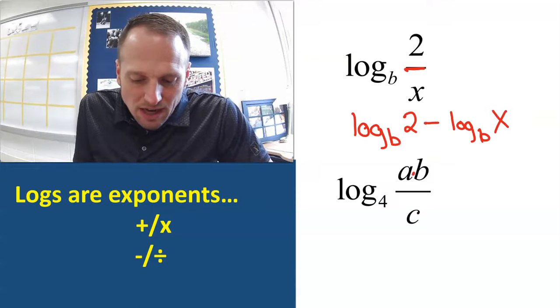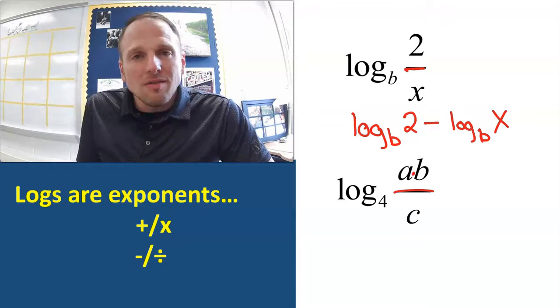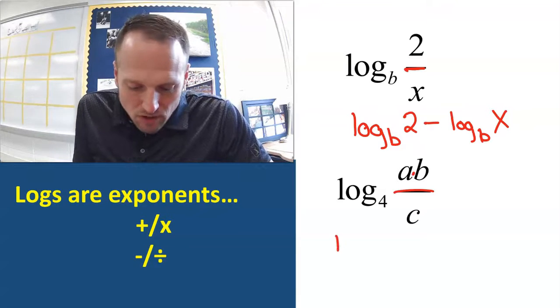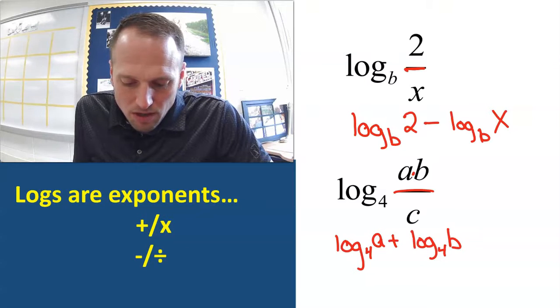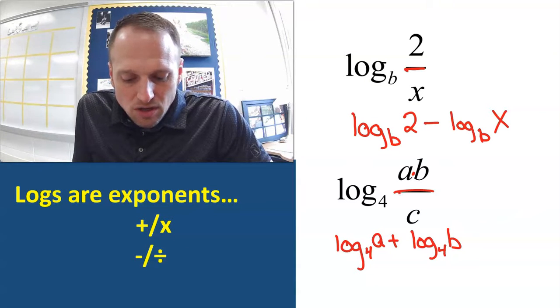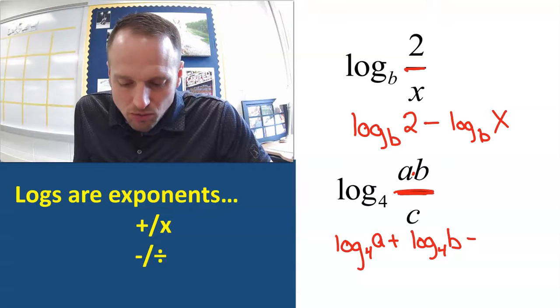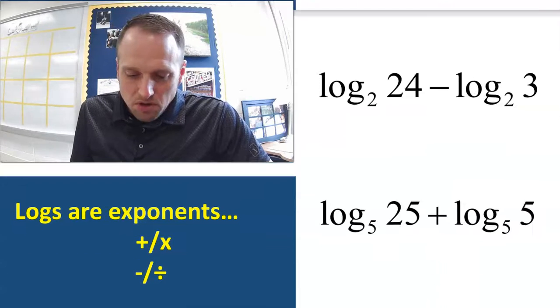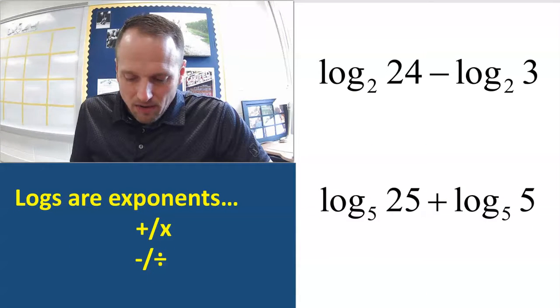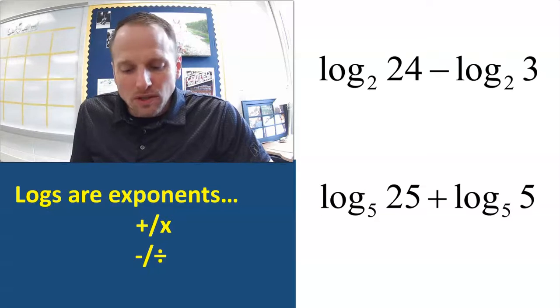So let's look at the next one. I see on the top we have a multiply, and we also have a divide. So let's do the multiply first. Remember, multiply means addition. So we've got log A plus log B. And then division, right there, that division means subtract, minus log C. Log A plus log B minus log C. No worries.